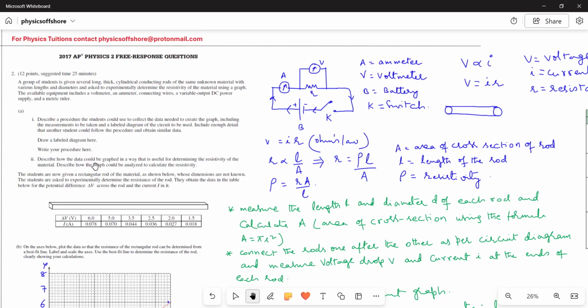Next, describe how the data could be graphed in a way that is useful for determining the resistivity of the material. Describe how the graph could be analyzed to calculate the resistivity. Next, the students are now given a rectangular rod of the material as shown below, whose dimensions are not known. The students are asked to experimentally determine the resistance of the rod. They obtain the data in the table below for the potential difference delta V across the rod and the current in it.